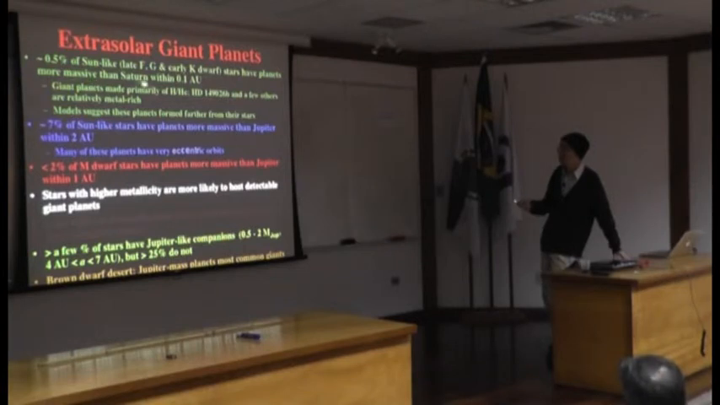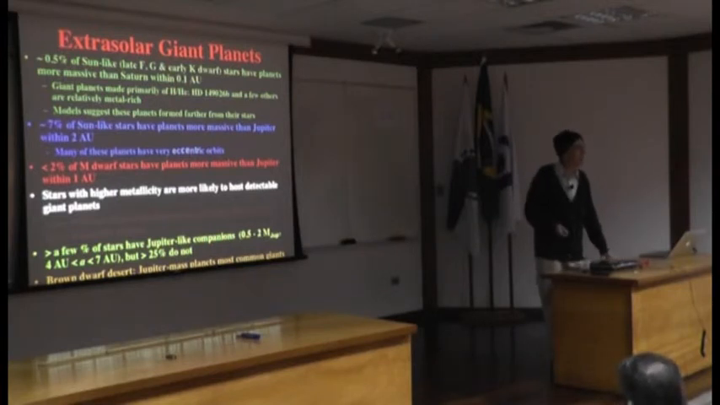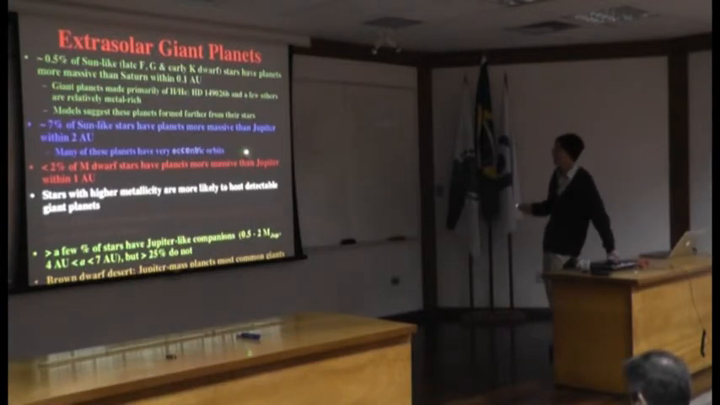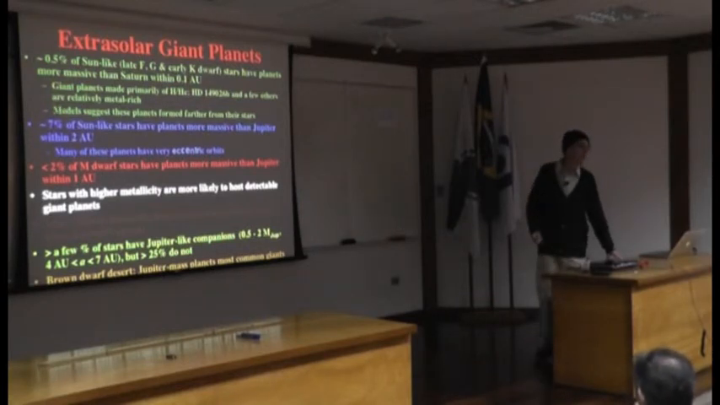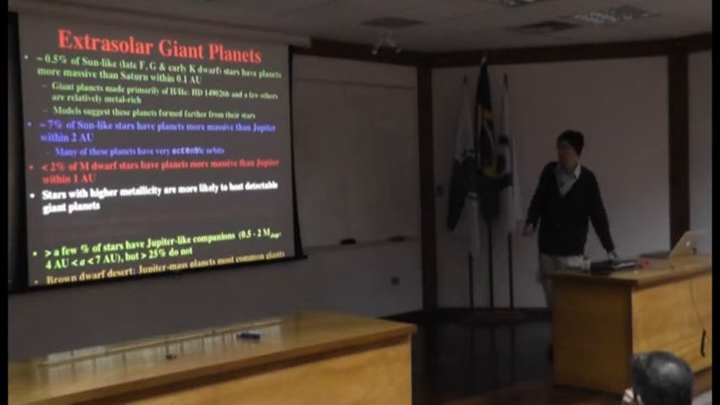These giant planets are made primarily of hydrogen and helium. There are a few that are relatively metal rich, up to about half what we call metals, which is lithium and heavier, oxygen, etc. Astronomical nomenclature. And the models suggest it's really hard to form these planets right near their stars. They probably formed farther out and moved inward. I'll talk about that a little bit later on.